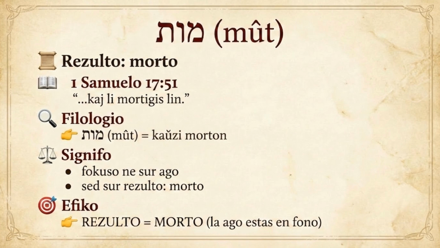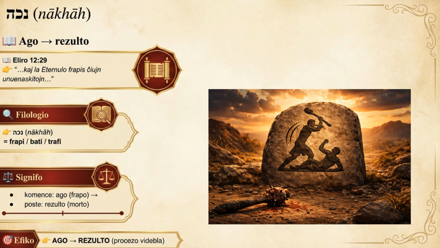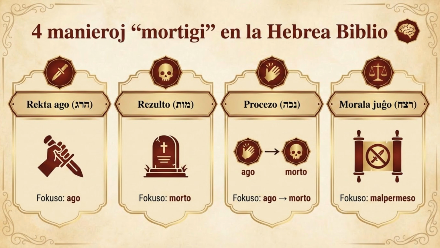Mut focuses on the result, death. The act of causing death is in the background, as seen in the example from 1 Samuel chapter 17, verse 51, and he killed him. Naka emphasizes the action and the result. It means to strike or to beat, and the visible process leads to death, as described in Exodus chapter 12, verse 29. This chart summarizes the four ways to kill in the Hebrew Bible.